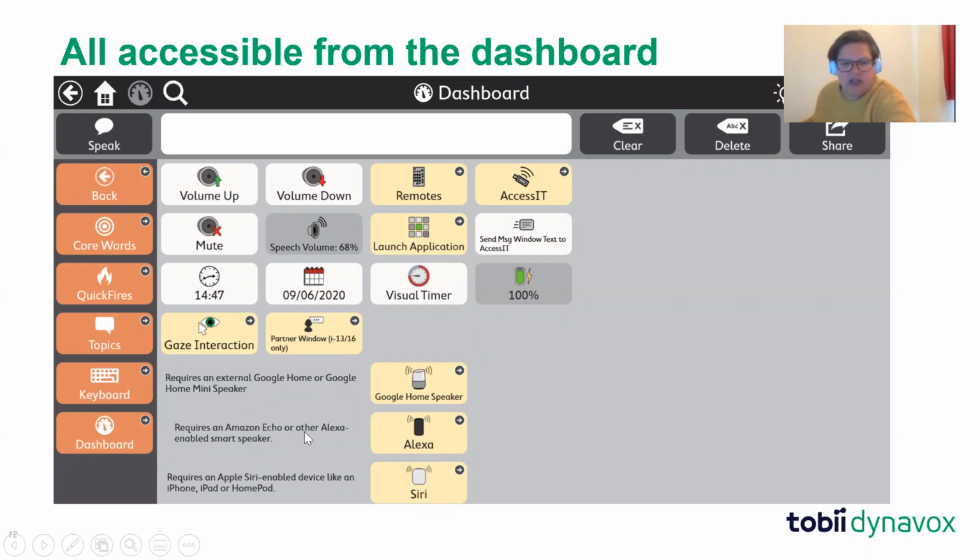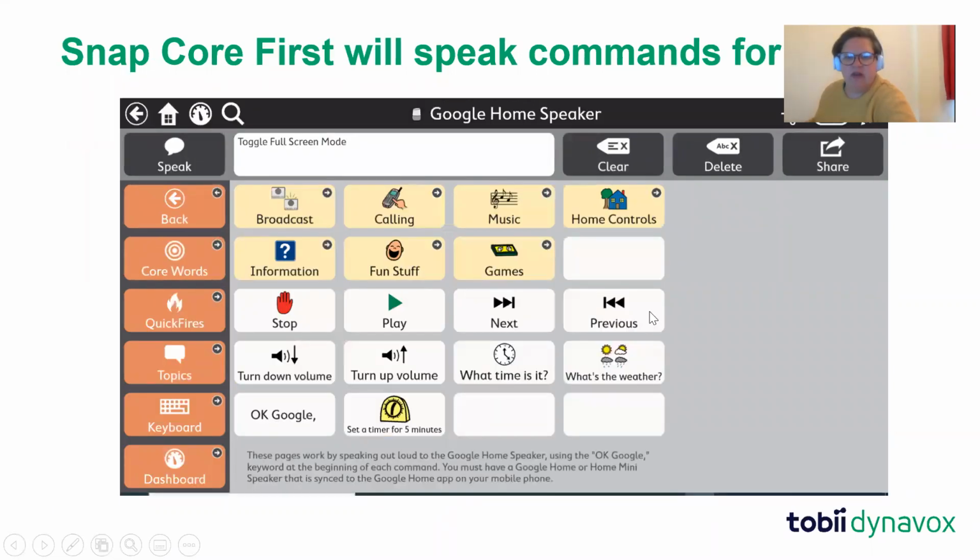Obviously, just to note that you'll need to have one of these devices in order for it to work. And then what we've done once you click on those is, again, we've created a pre-made page set that will allow you to use that device. So in this instance, we've got the Google Home. And as I say, we've preset some common commands that we use for using these devices.